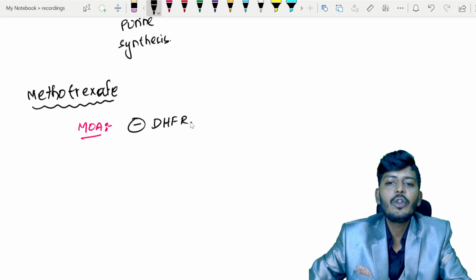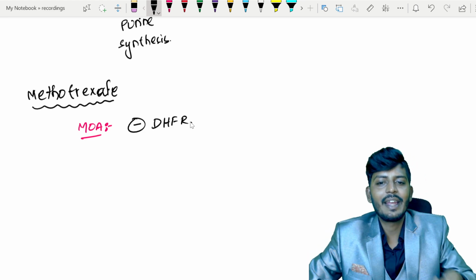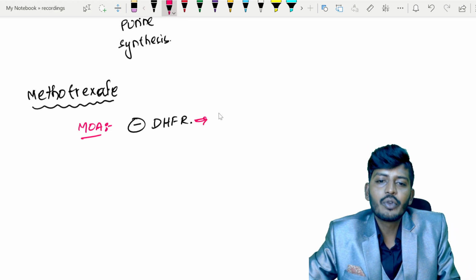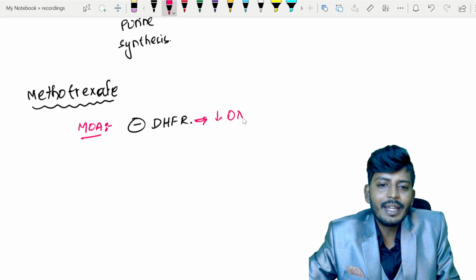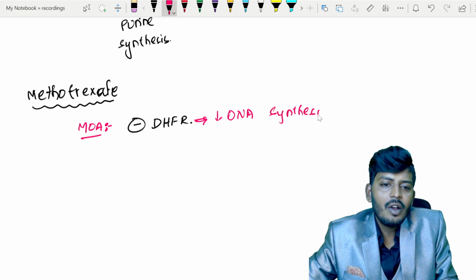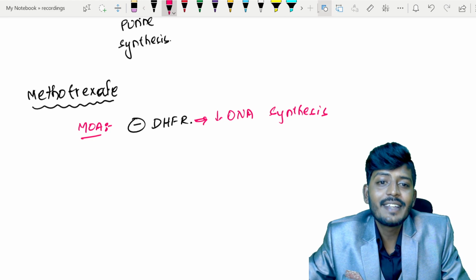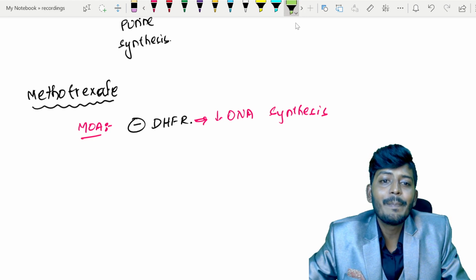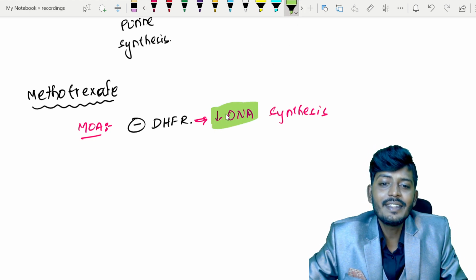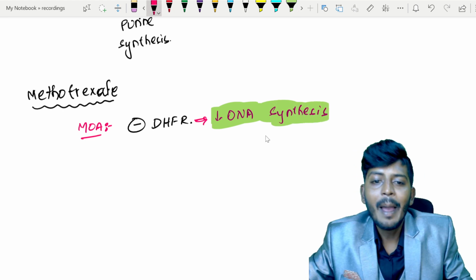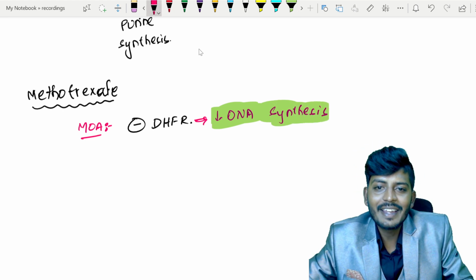Right? So if dihydrofolate reductase has been inhibited, what is going to happen? Automatically, it will decrease the DNA synthesis. So if I'm speaking of DNA synthesis, how exactly does it impair or decrease DNA synthesis? Actually, not just dihydrofolate reductase inhibition, but here comes mechanism number 2.